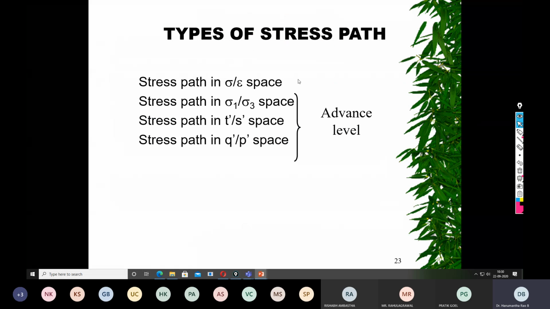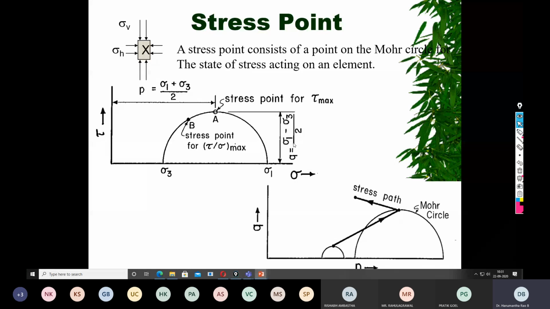This stress path is drawn in several forms: in sigma versus tau space, or principal stress space, or T' S' space, or P' Q' space. We can draw the stress path in any of these forms, but in our subsequent slides, we will follow P' Q' space. So this is what it exactly means.